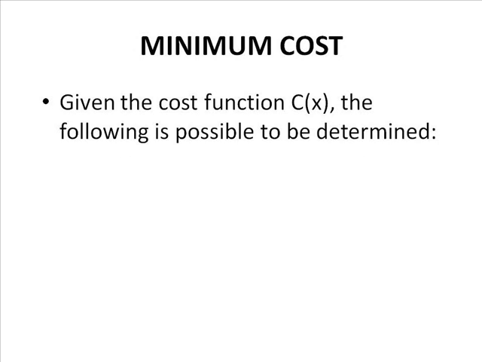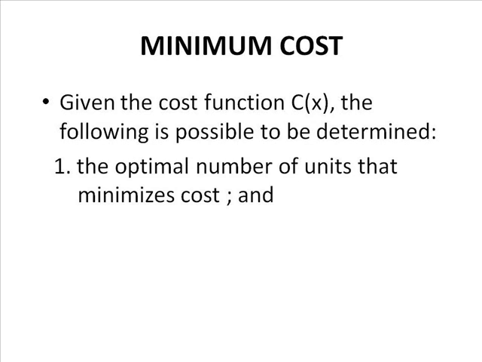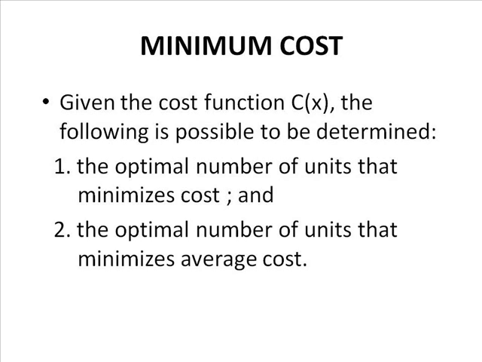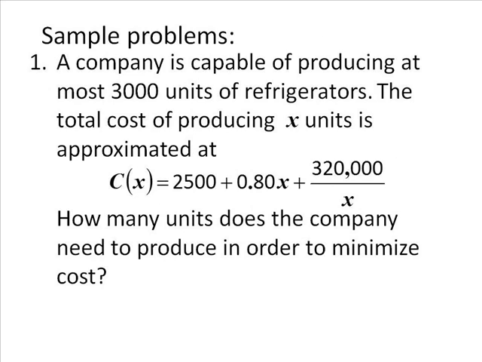Problems involving minimum cost. Given the cost function c of x, it is possible to determine the optimal number of units that minimizes cost, and the optimal number of units that minimizes average cost. Here's the first sample problem involving minimum cost.